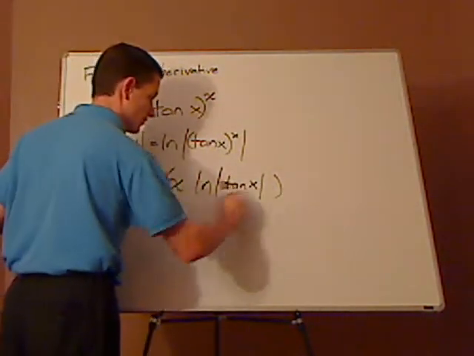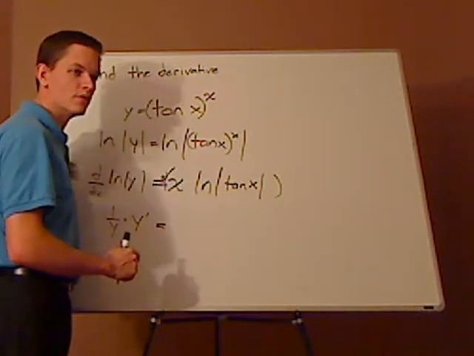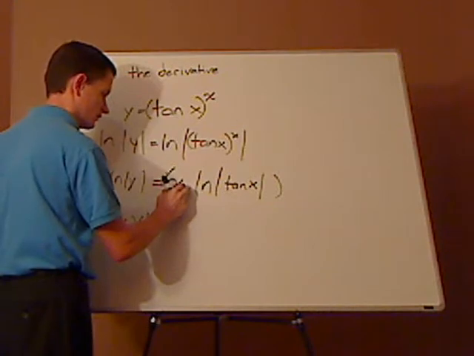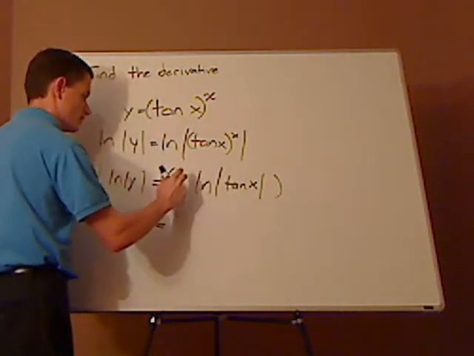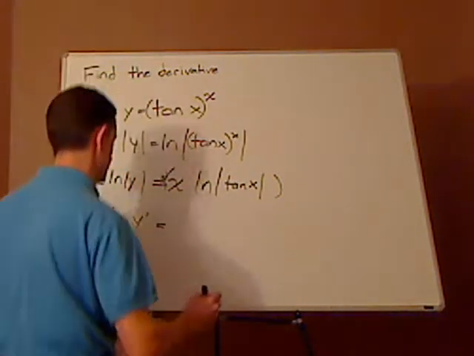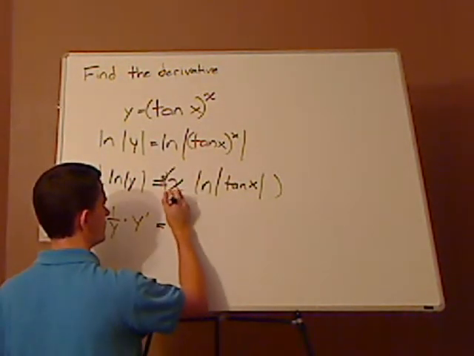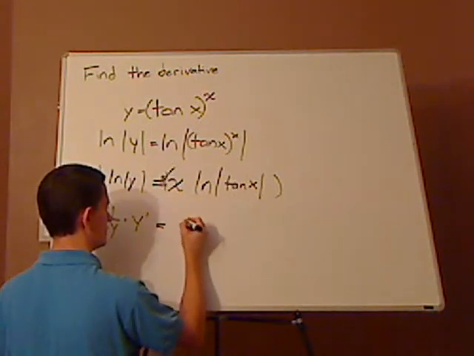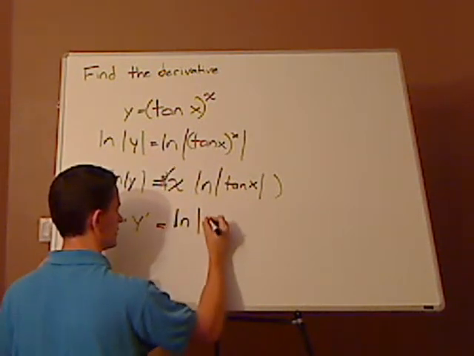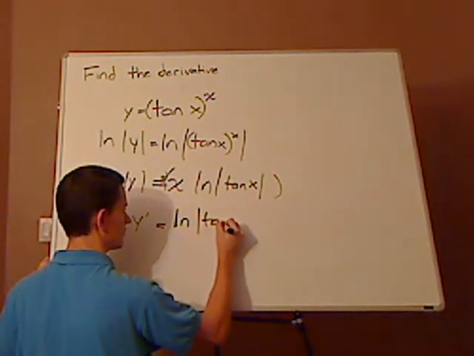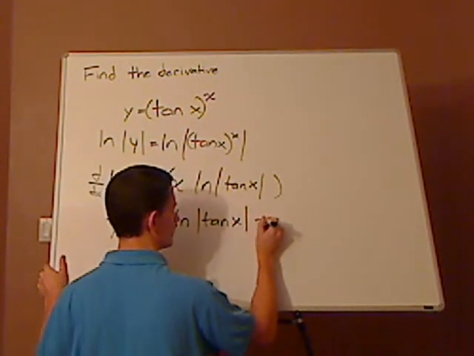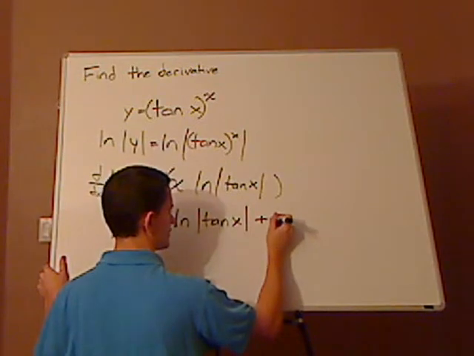Now when you take the derivative of this side, you have to use the product rule. You take the derivative of this, leave this the same, then you leave this and take the derivative of this. So let's do that. You have the derivative of x, which is just 1, so it's 1 times this, so it's just natural log of the absolute value of tan x, plus the x stays the same.